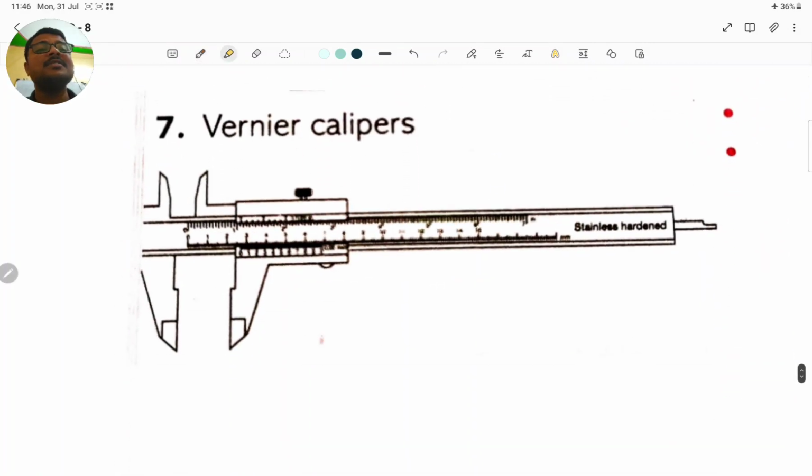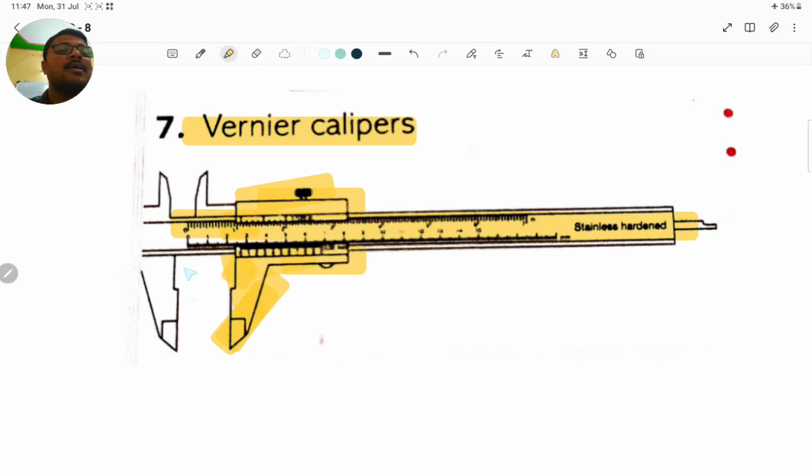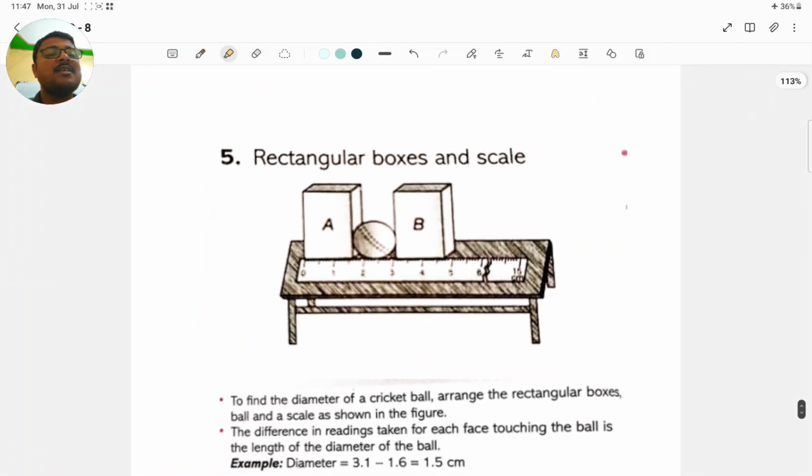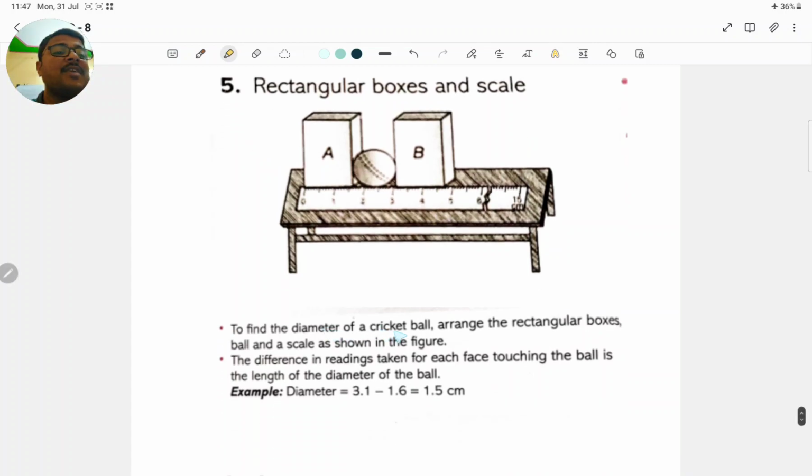This is the vernier calipers. Next, rectangular boxes. By using the rectangular boxes, we can determine the diameter of a ball. To find the diameter of a cricket ball, arrange the rectangular boxes and scale as shown in the figure. We have to arrange this type of arrangement. Here the scale is there, here one rectangular box, here one rectangular box. Between the two rectangular boxes, one ball is there.